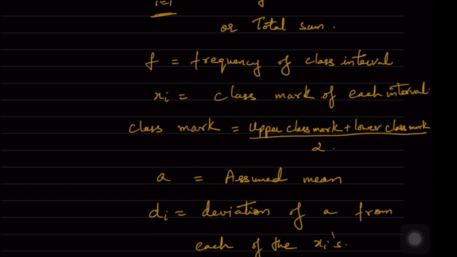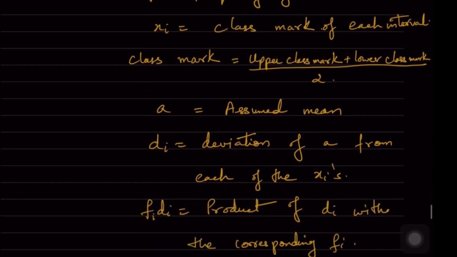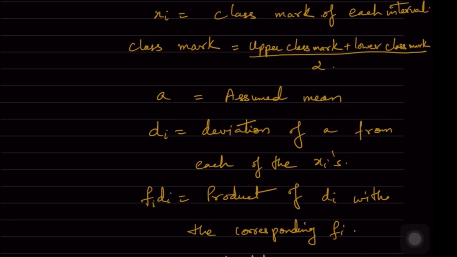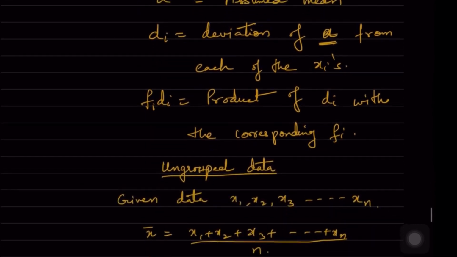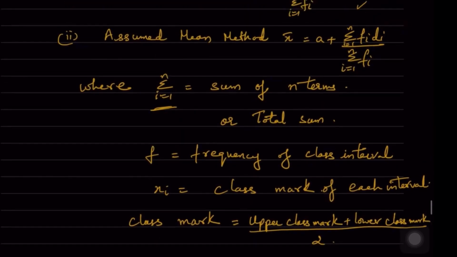So a is nothing but the assumed mean, and di is the deviation of each of the xi's from the assumed mean a. Therefore fi di is the product of di with the corresponding fi. Then we sum up all of that, and we write it in this formula wherever we have to use it.